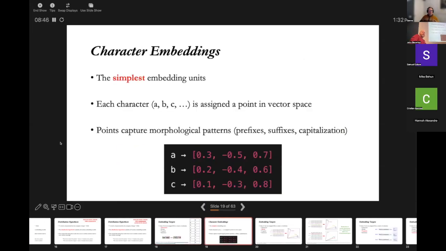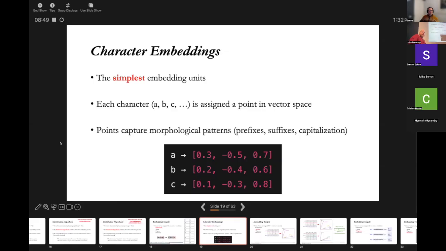This is kind of the simplest embedding unit. You have characters assigned points in a vector space, for example, and you can do some kind of analysis to see how close these points are to other points. And you can observe neighborhoods of points based on that embedding. These capture morphological patterns for the most part, like prefixes and suffixes and capitalizations. You can see just a little point in space right here. A could be mapped in this three-dimensional space.